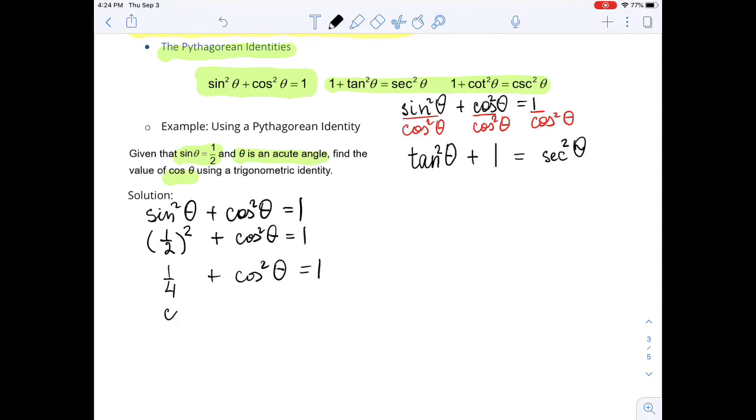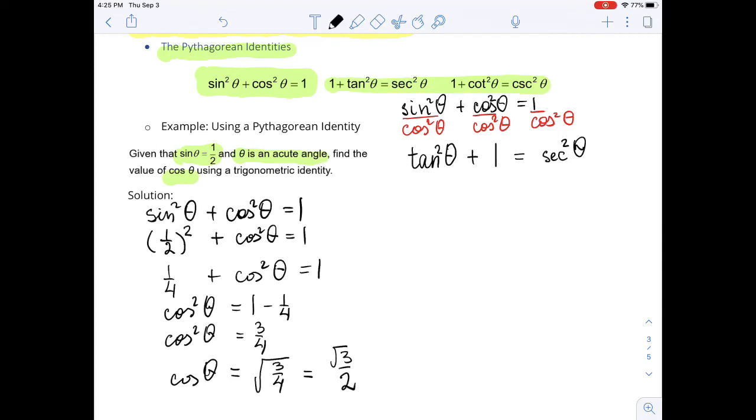Now we can express cosine squared theta as 1 minus 1/4. We subtract 1/4 from both sides. Cosine squared theta is 3/4. Then cosine theta is square root of 3/4, or radical 3 over 2. Here it is, the answer.